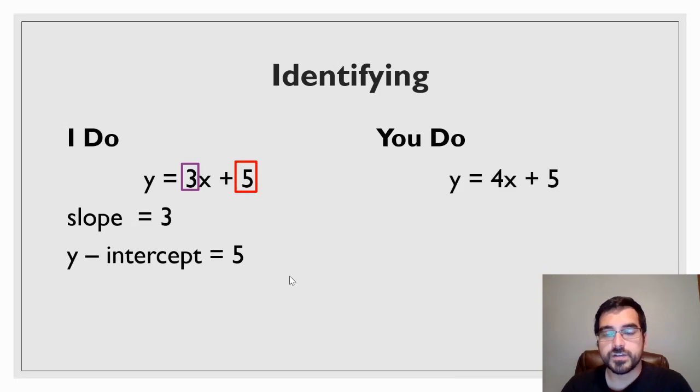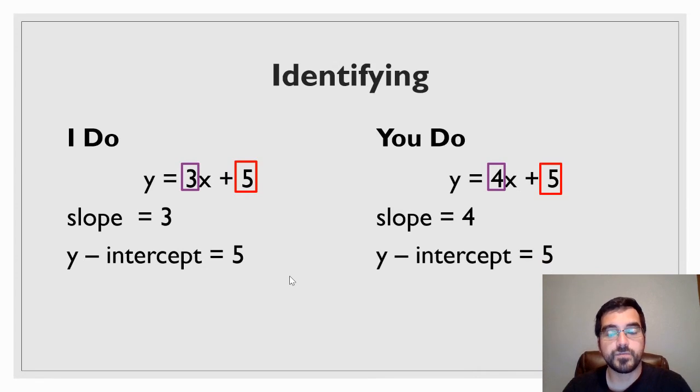Now you go ahead and try y equals 4x plus 5. The 4 is going to be my slope because it's next to the x value. The 5 is going to be my y-intercept because it's the integer by itself.